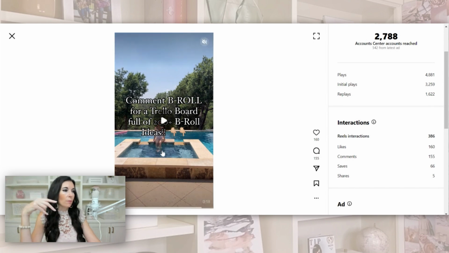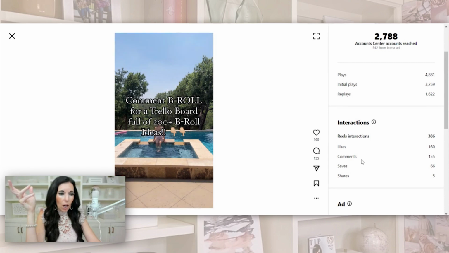Oh, that's actually what the video is about. That's hilarious. So we had 155 people say they wanted this. 66 people saved it and we had 5 shares. Shares are also just like, I literally can't stress the importance of getting content out there that people actually want.